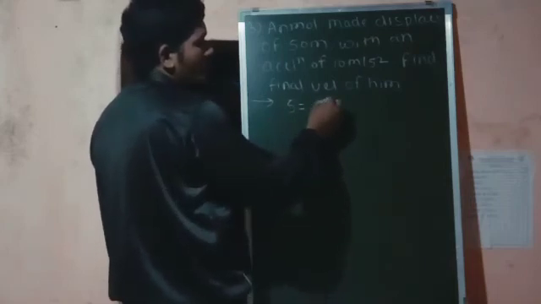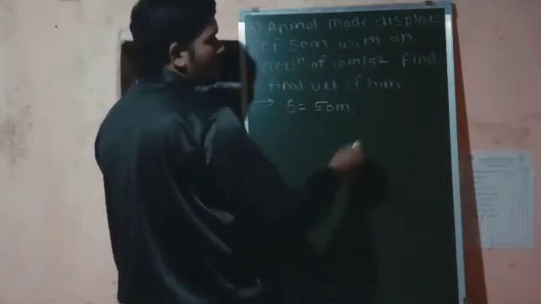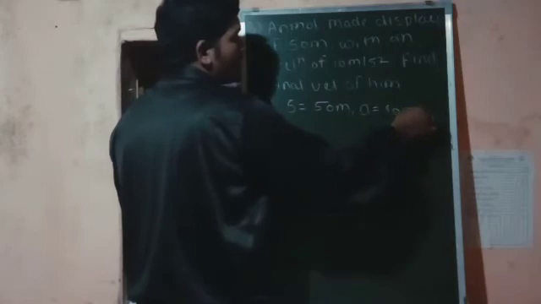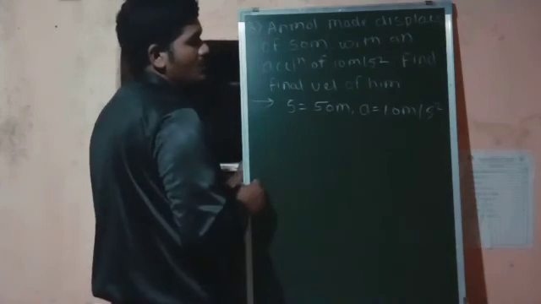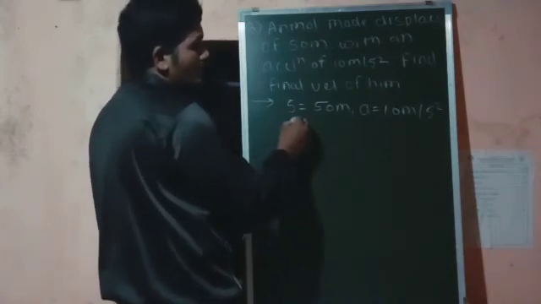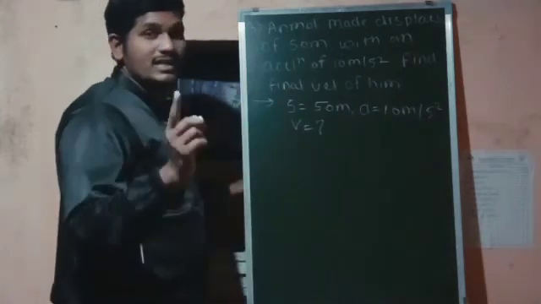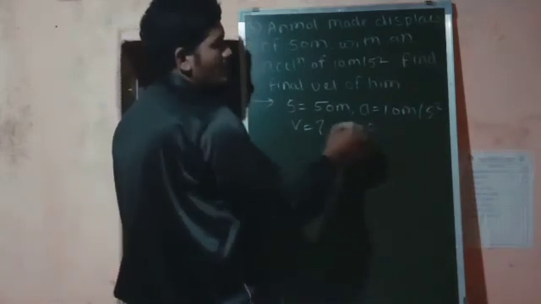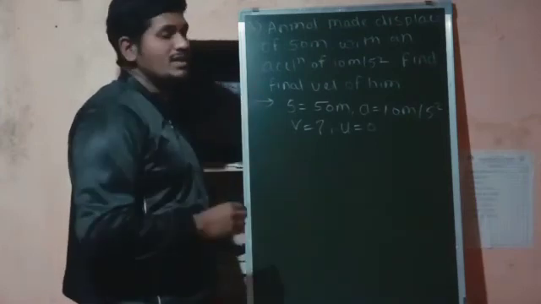So S will be 50 meter, with an acceleration of 10 meter per second square. Acceleration we are indicating with the letter A. So acceleration is equal to 10 meter per second square. And we have to find the final velocity. As the initial velocity is not given, we will take u is equal to 0. Now we have written all the terms given in the problem.